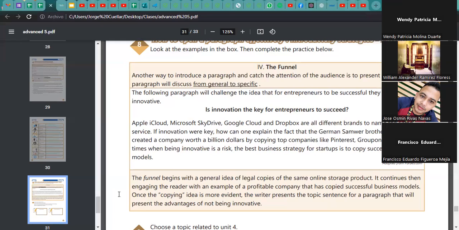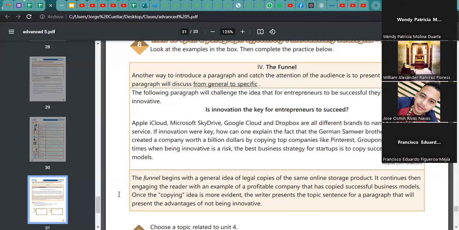Very good, perfect. So this is kind of easy. I mean, the name of the strategy is the funnel. Another way to introduce a paragraph and catch the attention of the audience is to present the point the paragraph will discuss from general to specific. So this is it. It's going to be very easy.